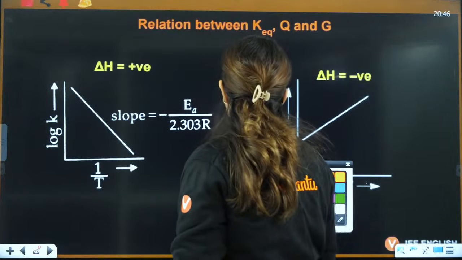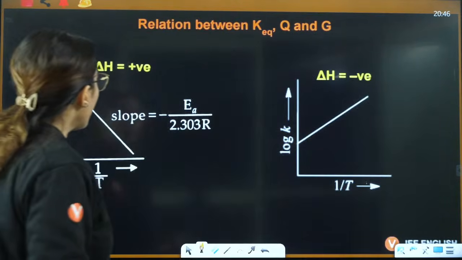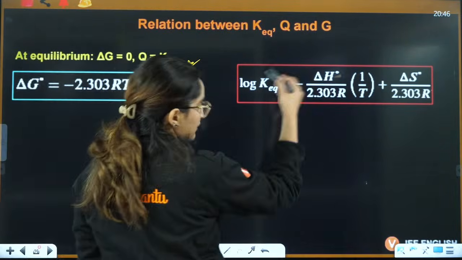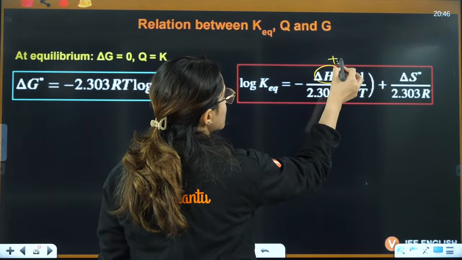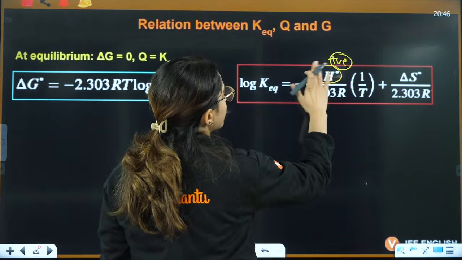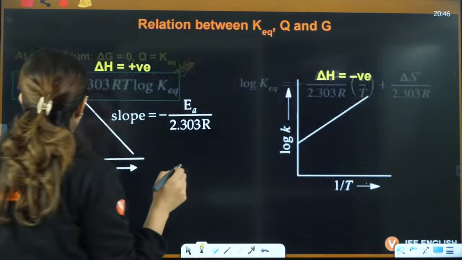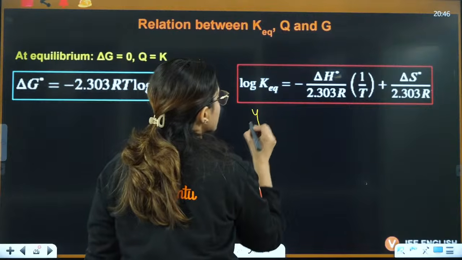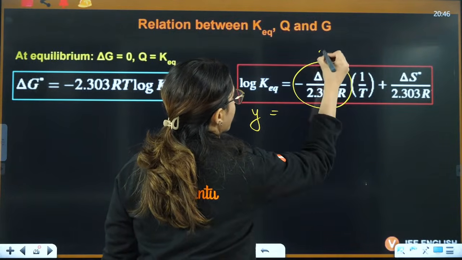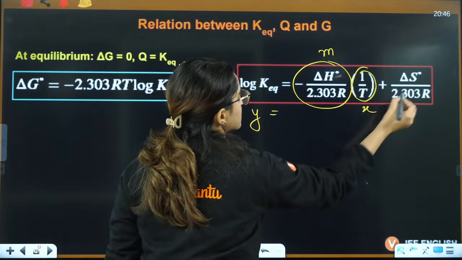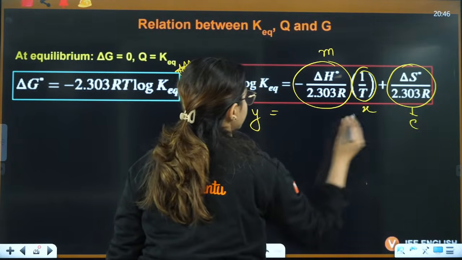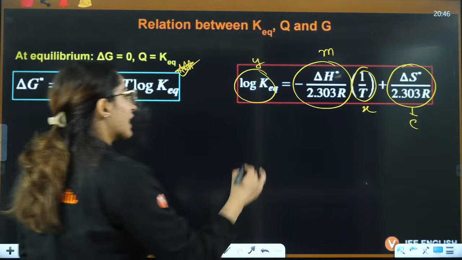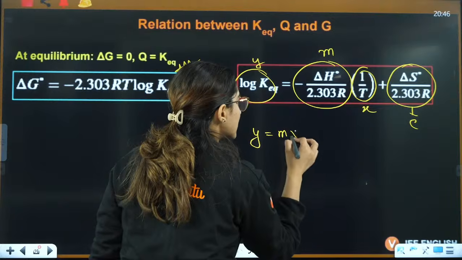Let's see what you have here. Now, if I say delta H is positive, let's say from this equation, if this is positive, then what will happen? If I say the graph is between log k and 1 by T, so this is y, this whole is m, this is x, this intercept is c. So this is a straight line graph, that is y is equals to mx plus c.